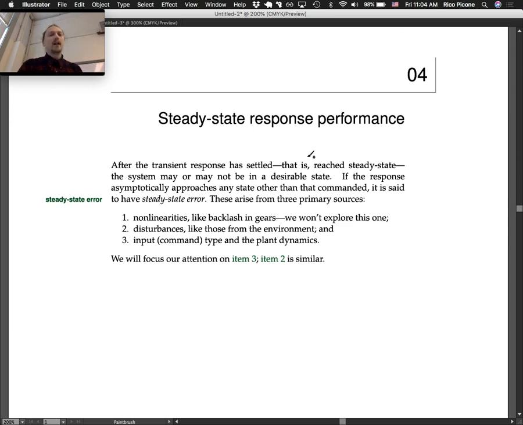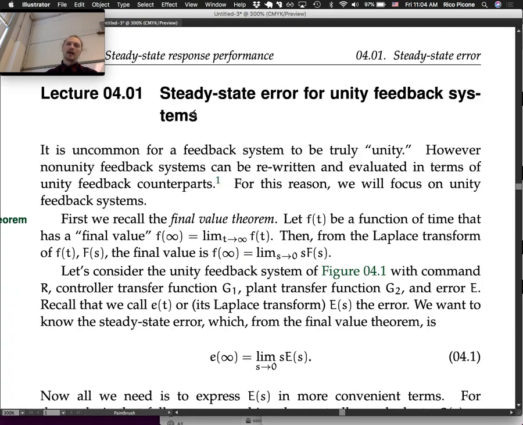So we're going to focus our attention on item 3, this last one, the input command type and the plant dynamics. But it turns out that you can frame the second contribution to steady state error, disturbances, in a similar way. So if we focus on item 3, then we kind of get item 2 for free, and we can do a very similar analysis for item 2. So let's just go ahead and jump right in.